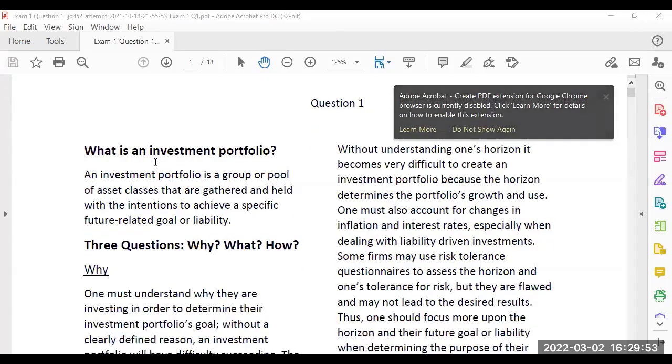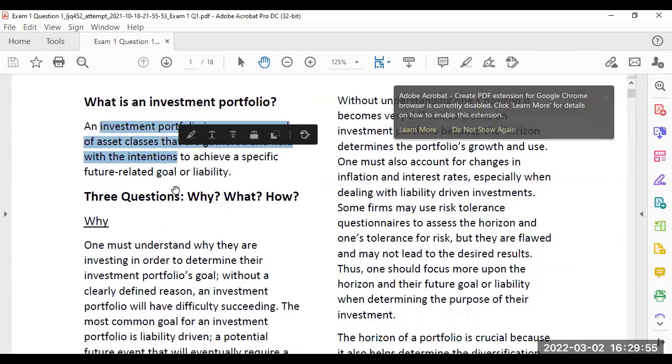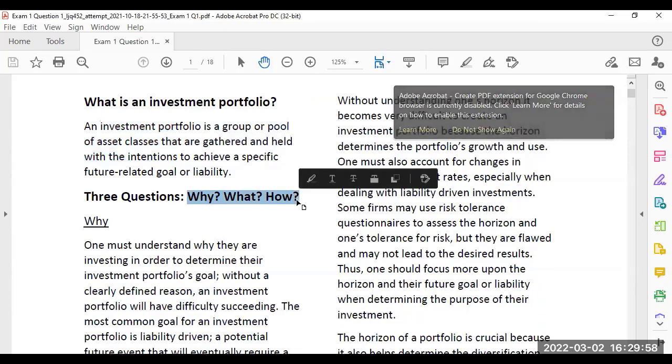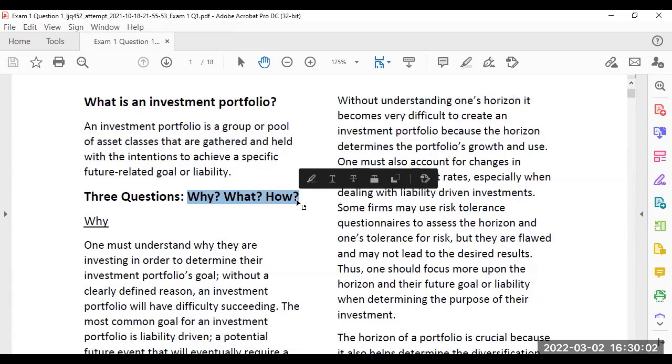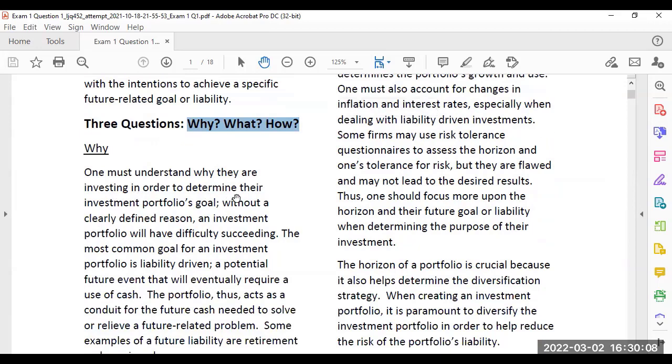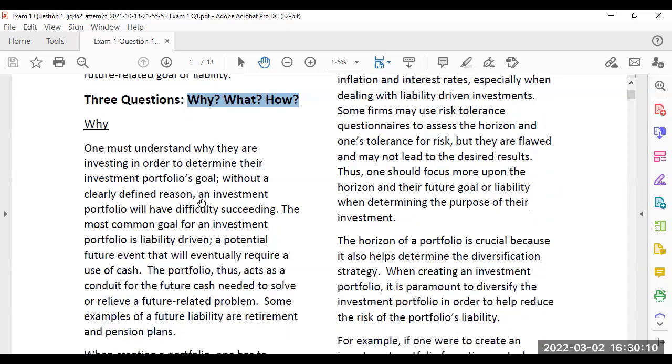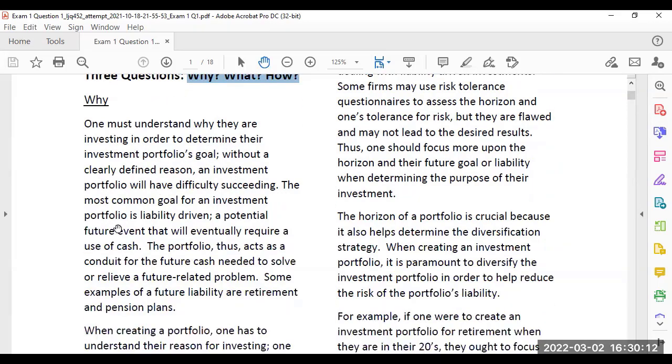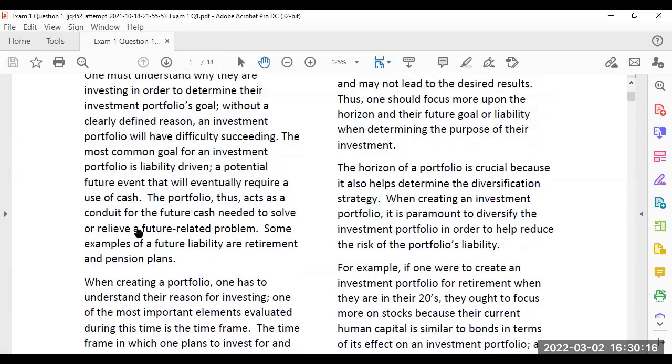All right. So what is an investment portfolio? 3 questions: why, what, how. See how he's doing me a huge favor? He's boldly showing me exactly what he's doing. Why are they investing? In order to determine their investment goals without a clearly defined reason. The most common goal for an investment portfolio is liability driven. Lauren had a lot of that in there as well.